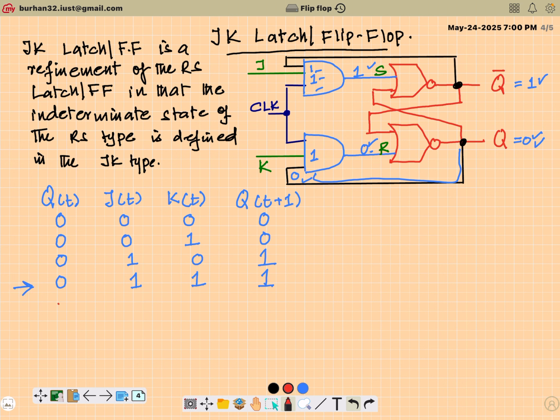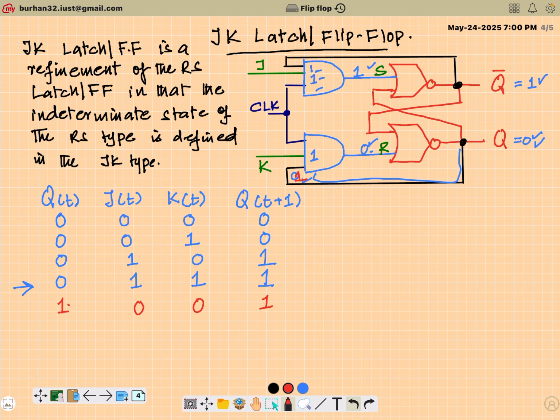Similarly, if the current state is 1 and J is equal to 0, K is equal to 0, you can work out the same process. Q will be 1, so the lower AND gate will have this as 1, but still K is equal to 0, J is equal to 0, means S will be 0, R will be 0. So whatever is the current state, that will also be the future state.